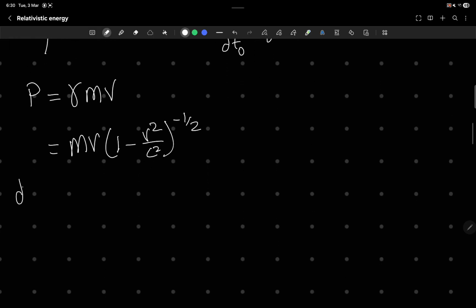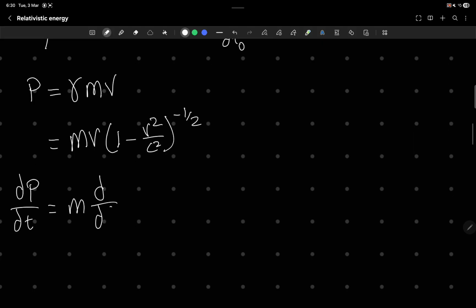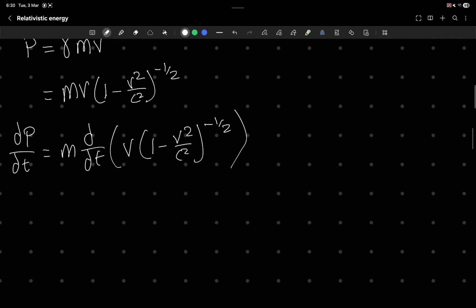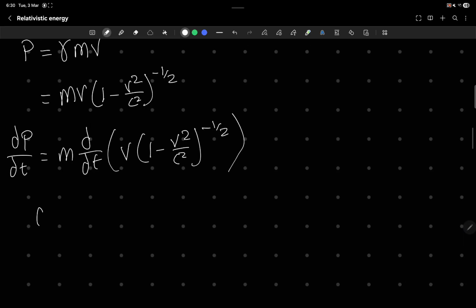And so then dp by dt will be equal to m times the time derivative of v times 1 minus v squared upon c squared to the minus a half, right? Okay, so now the kind of tricky part here is to recognize that this is actually just a product rule. So recall that if you have a function f and g in terms of x and you differentiate it, then you're just going to get f dash g plus f g dash. Okay, so in this case, our first function is v and our second function is this.